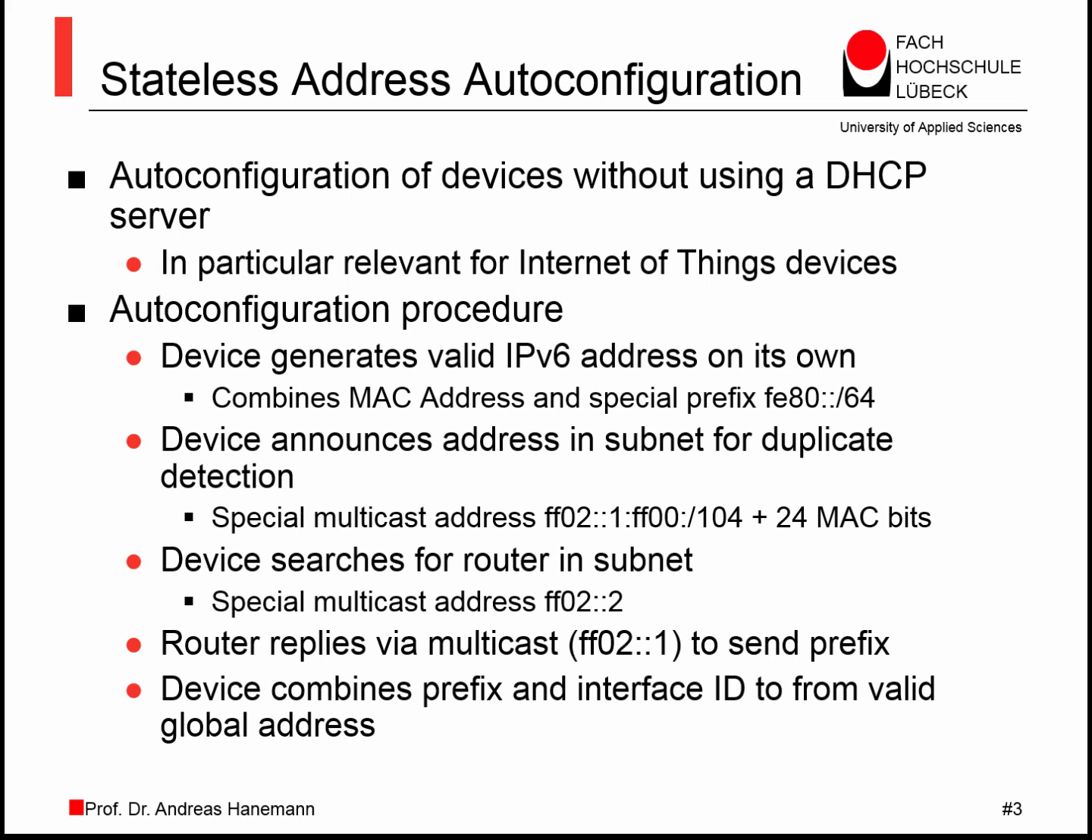address. For doing so, a special multicast address space is reserved and the device attaches 24 MAC bits at the end of it. If there is no reply by another device, then the IPv6 address is not in use yet and the device can search for a router in the subnet. For this purpose, a special multicast address is available. The router replies via another special multicast address to provide the routing prefix, which holds for the subnet.